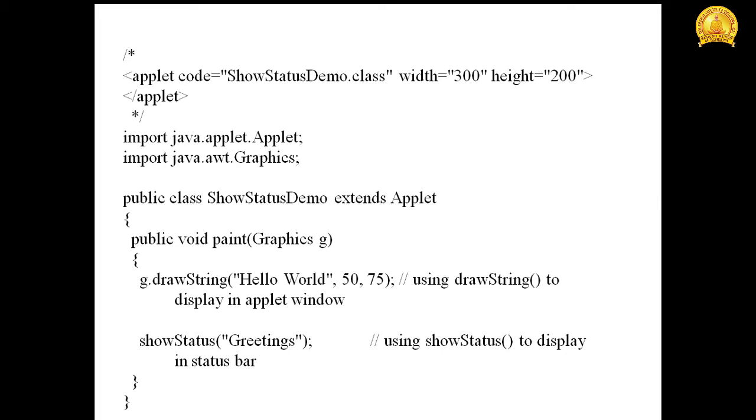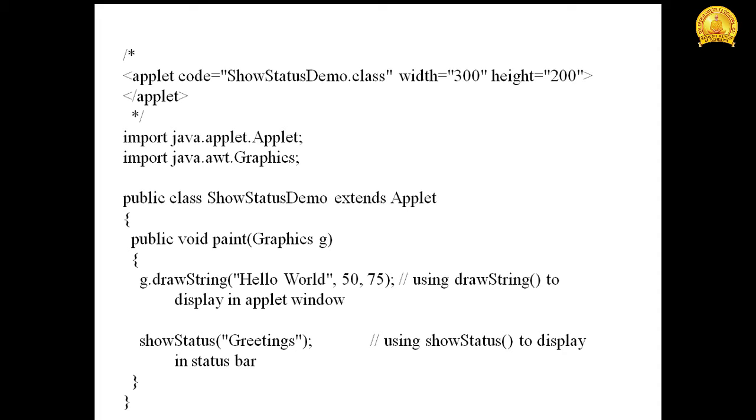Whatever string you want to display, you can give it in double quotes. Then you can mention the x and y coordinate where the particular string must be displayed in the applet window. So the x coordinate is 50, y coordinate is 75.